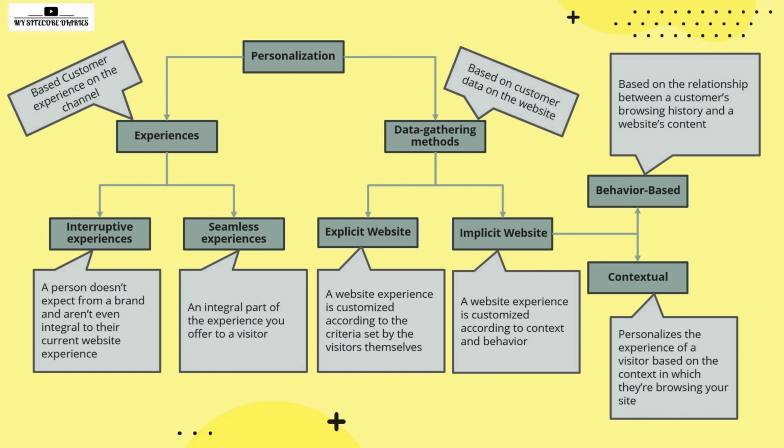At a lower level, there are in total five kinds of personalization. We will see the examples also. First is the interruptive experience, where the experience itself is not a part of the integral website workflow or experience. Second is the seamless part of your experience itself. Third is the explicit, where the customer sets some criteria, and depending on that criteria you personalize the website. And fourth is behavior based, where based on the behavior of the customer and their data, you personalize the website.